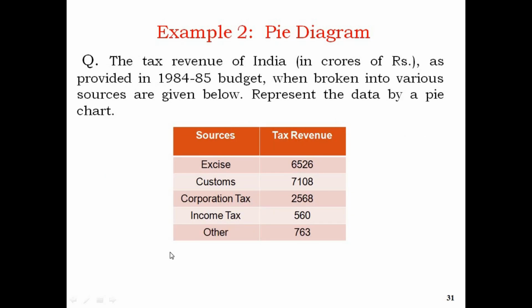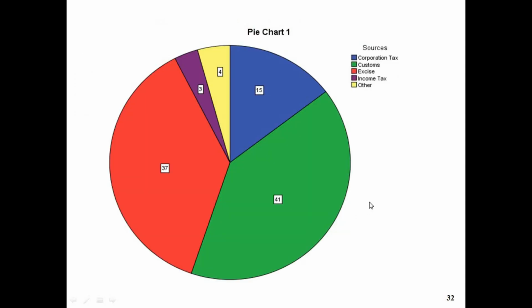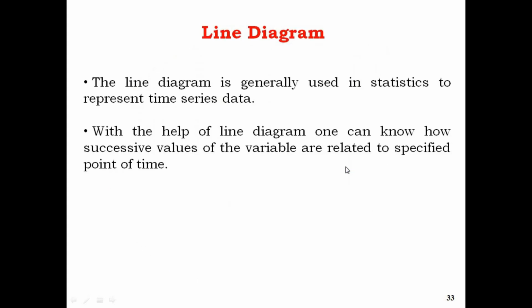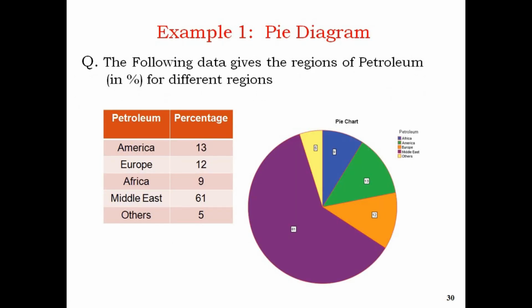I have given another example for pie diagram. The tax revenue of India in crores of rupees, as provided in the 1984 to 85 budget, broken into various sources which are given below. We have to represent this data with the help of a pie diagram or pie chart. The sources are excise, customs, corporation tax, income tax, other. Then the tax revenue is given. So here is the pie chart, same thing. These two are the examples of pie diagram. So how can we perform it?